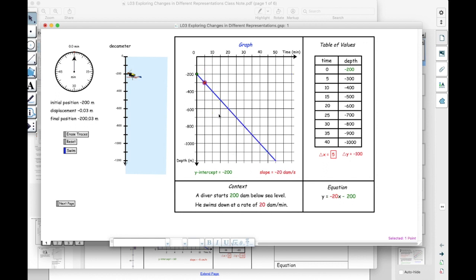And if I can convert this to JavaScript, then maybe I will upload this so you can practice this on your own. So the first thing I'm going to get you to think about, if I were to take the green point and drop it here, what impact would that have on the table of values? What impact would that have on the context? Then what impact would that have on the equation?